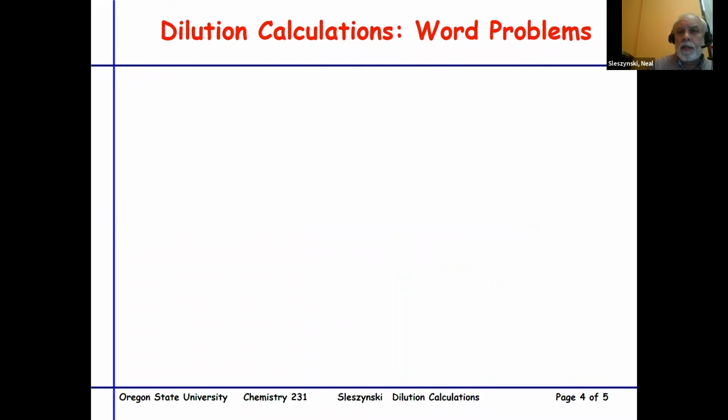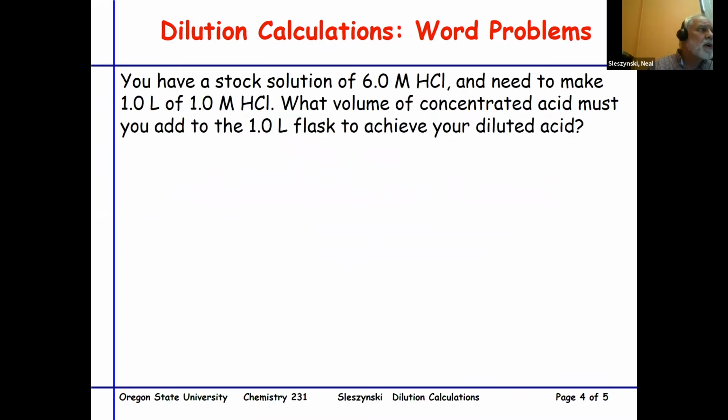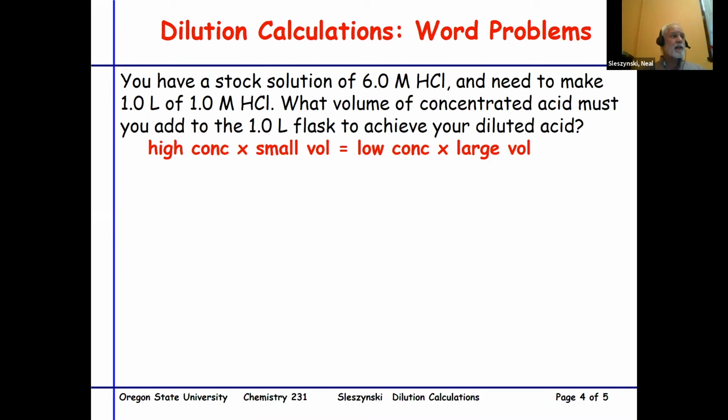Well, let's take a look at how these dilution calculations play out with word problems. We'll start with a simple one first. We have a stock solution of 6.0 molar HCl and need to make 1 liter of 1 molar HCl for an experiment that we're running. What volume of concentrated acid must we add to the 1 liter flask to achieve the diluted acid concentration that's desired? Well, we're always going to set up an equation that looks like high concentration times small volume equals low concentration times large volume. C1V1 equals C2V2.